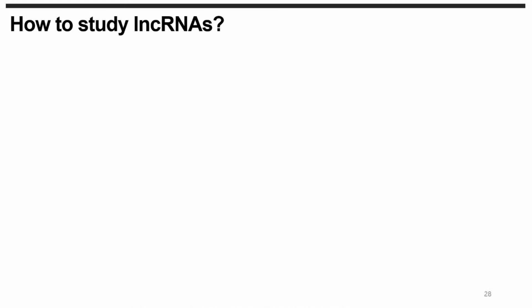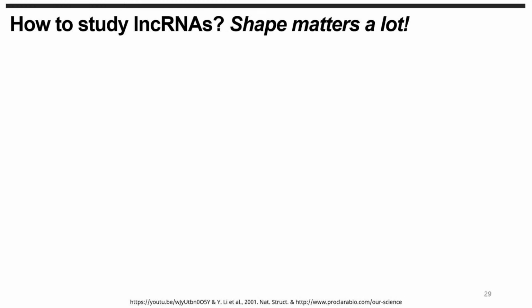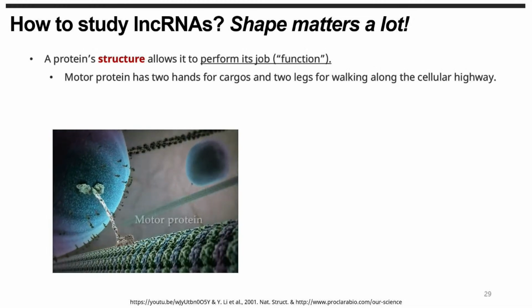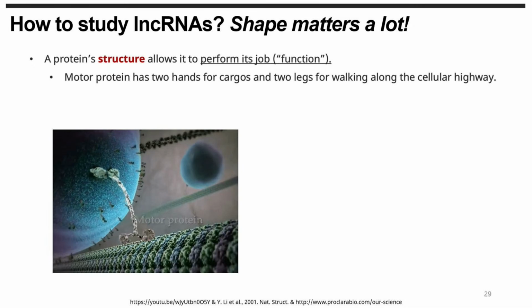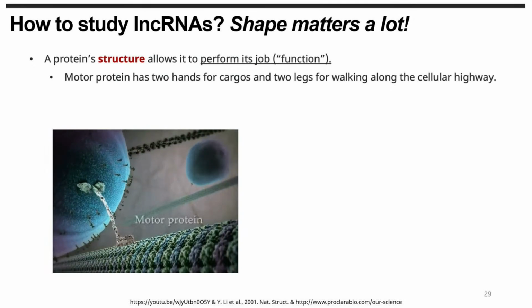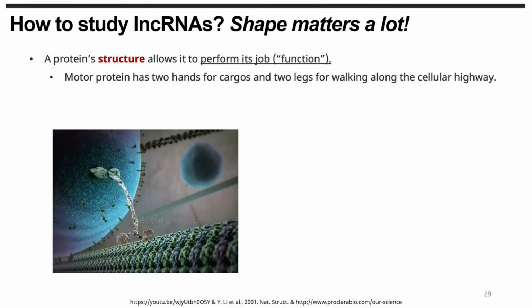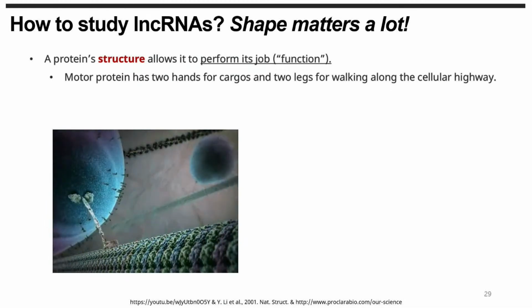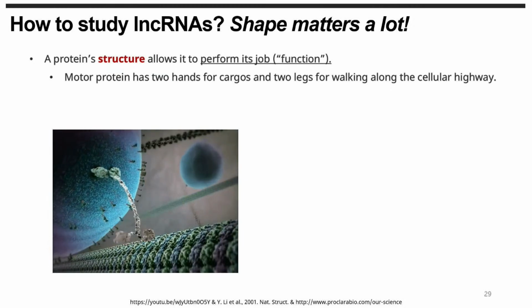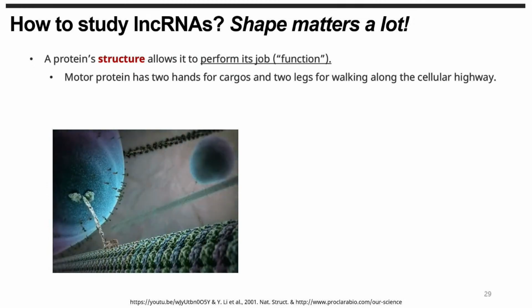That brings us to study lncRNAs in general. Our group's approach to study lncRNAs is to look into their structure, because for every type of biomolecule, their shape or structure matters a lot. Here we have an interesting example of a protein called kinesin, a walking protein in our body, which does its function perfectly. With its two hands for cargo and two legs for walking along the cellular highway, it can deliver this cargo to wherever in our body it needs to be delivered.